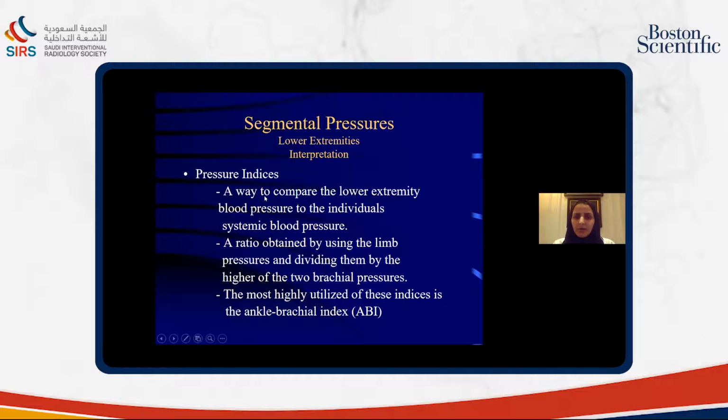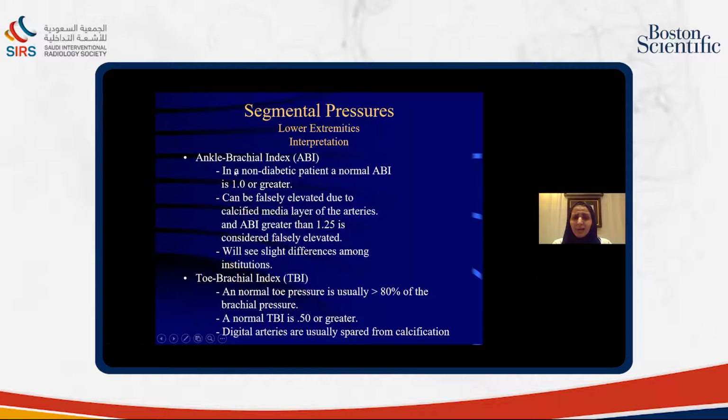Pressure index is a way to compare the lower extremity blood pressure to the individual's systemic blood pressure. It is a ratio obtained by using the limb pressures and dividing them by the higher of the two brachial pressures. The most highly utilized of these indices is the ankle brachial index. For a non-diabetic patient, it will be 1. This is what we look for in a non-diabetic patient. It can be falsely elevated due to a calcified medial layer of the arteries, and an ABI greater than 1.25 is considered falsely elevated. We'll see slight differences among institutions.